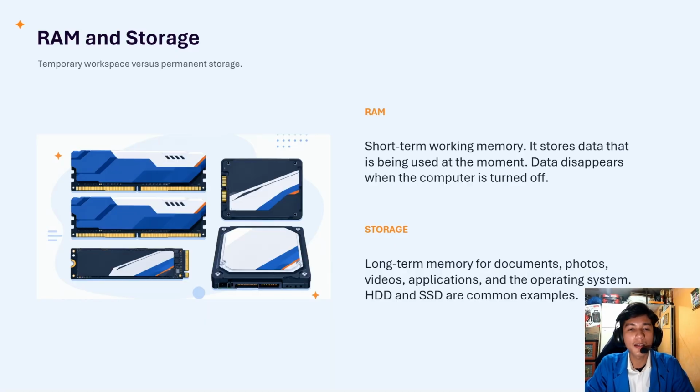Next, we have RAM and storage. RAM stands for Random Access Memory. RAM is temporary memory and stores data currently used by the computer. When the computer is turned off, the data in RAM disappears. Storage is used to save data permanently, such as documents, photos, videos, applications, and the operating system.